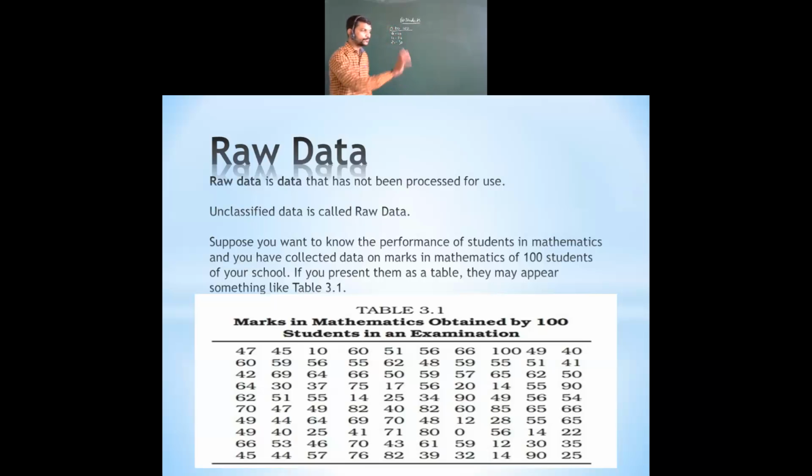Now we are going to form the classes for this. This is what classes we have formed here, and we are going to see in these classes, from class interval 0 to 10, how many students have taken. Check it out, how many students have taken 0 to 10. First line, 10, 1.